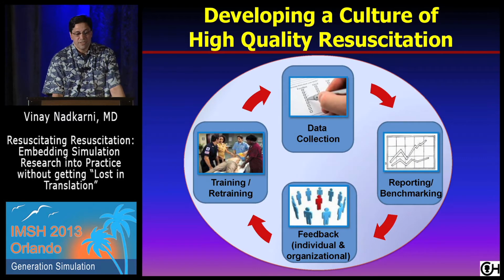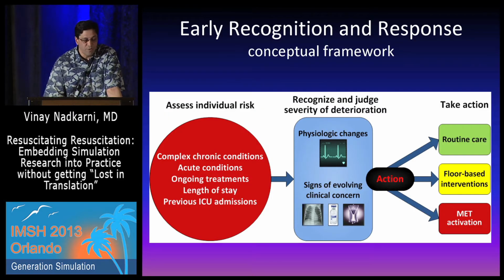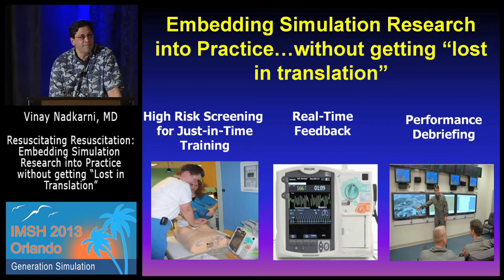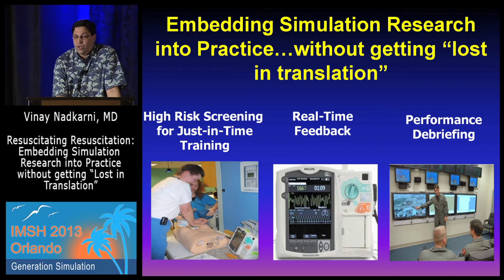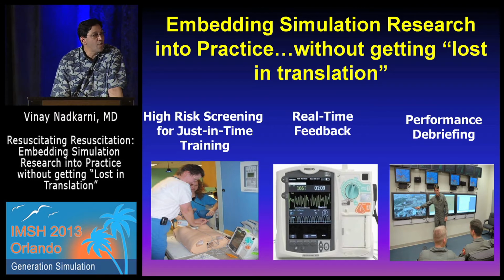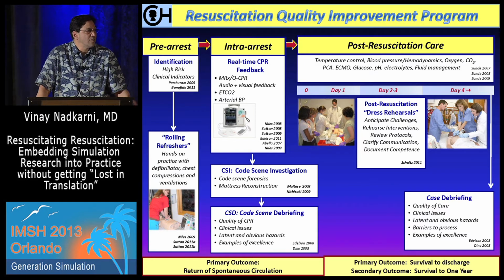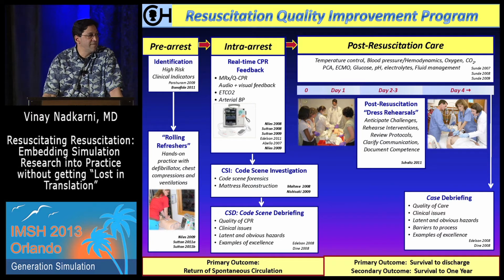What I want to relate to you is developing the culture of a high-quality resuscitation, embedding simulation science. Using the principles of rapid response teams where you assess individual risk, you recognize and judge severity of deterioration, and you take action and embed simulation. In our hospital, we chose to start at the knot in the bow tie, the cardiac arrest itself, using real-time feedback for depth and rate and the quality parameters of CPR. We added a high-risk screening and just-in-time training using bedside simulation and skill training to competence and then to excellence. And then the thing that really made the difference, that I'll show you in a moment, is the addition of performance debriefing just after the event, and then with quantitative data that's fed back to the team to improve team performance.